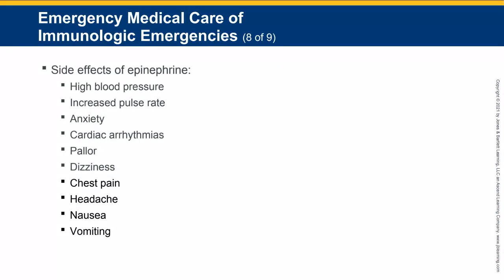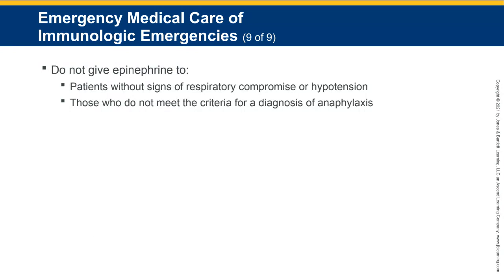Side effects of epinephrine: high blood pressure, increased pulse rate, anxiety, cardiac arrhythmias, pallor, dizziness, chest pain, headache, nausea, vomiting. Do not give epinephrine to patients without signs of respiratory compromise or hypertension. Very important slide: those who do not meet the criteria for a diagnosis of anaphylaxis. And that would be the end of this chapter.